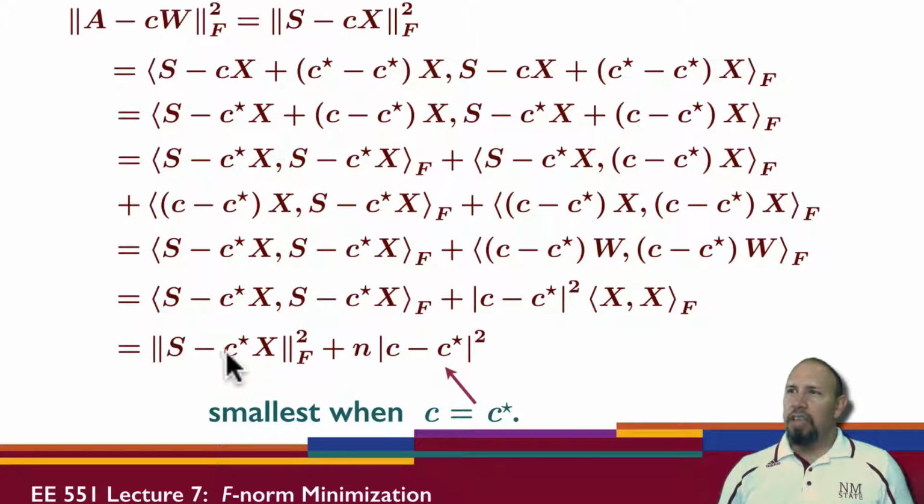That's the s minus c times x in Frobenius norm plus n times c minus c star. And so we can see that this quantity is minimized with respect to c when c is equal to c star. So notice c does not appear in this expression. It appears in this expression. And so this is minimized when c is equal to c star.